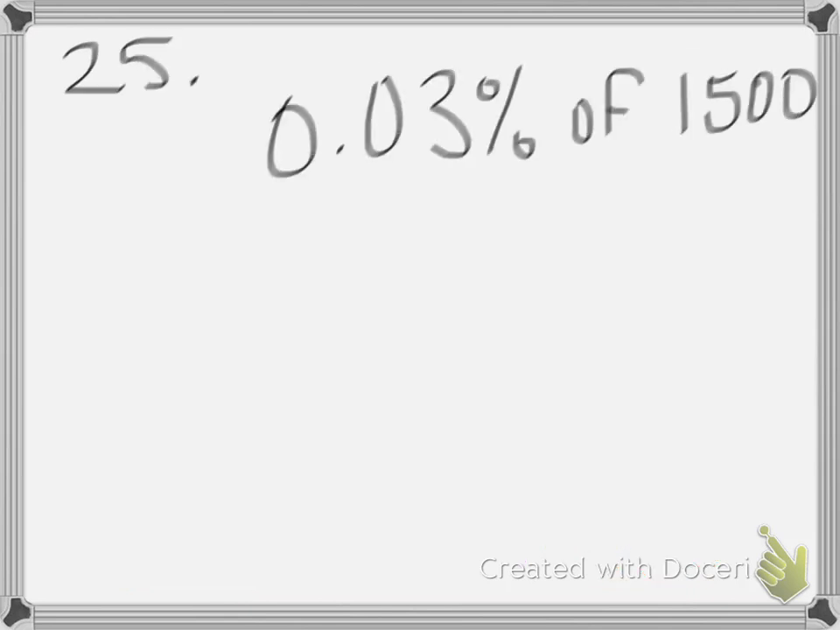The next problem is number 25. I chose 25 because it was a percent less than 1. So we've got 0.03% of 1500. Me particularly, I'm not even going to dare try and put this into a fraction. I know you can, but it's definitely not the easiest method.